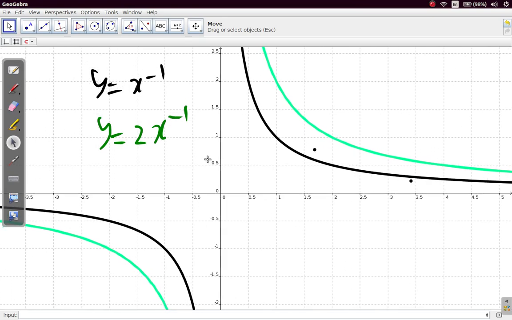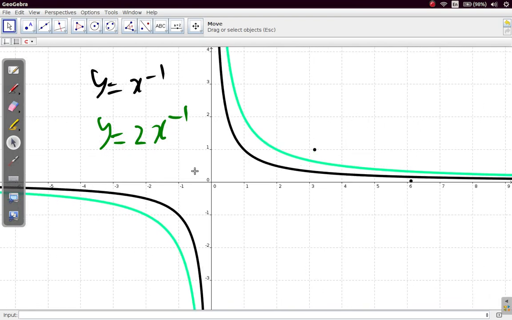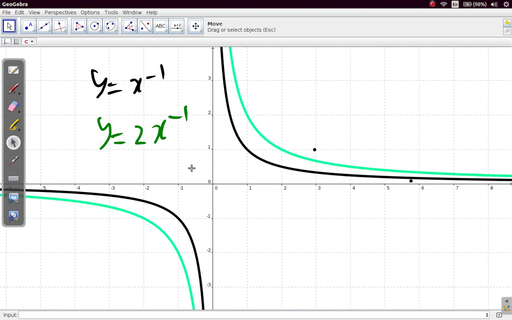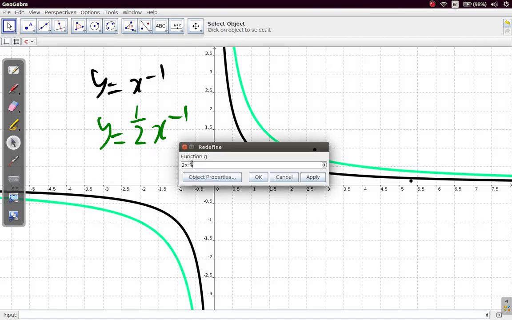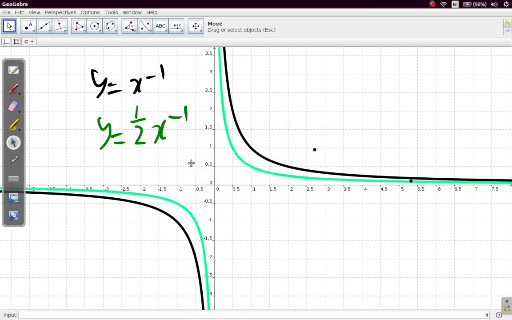Right? So it has the same general shape. However, it has larger values because each value in x is multiplied by 2. Now, if you make it half x to the negative 1, it should have smaller values but have the same general shape. So it's 1 over 2. Let's put 1 over 2 in brackets, x to the negative 1. Good. That's what we have. Alright.